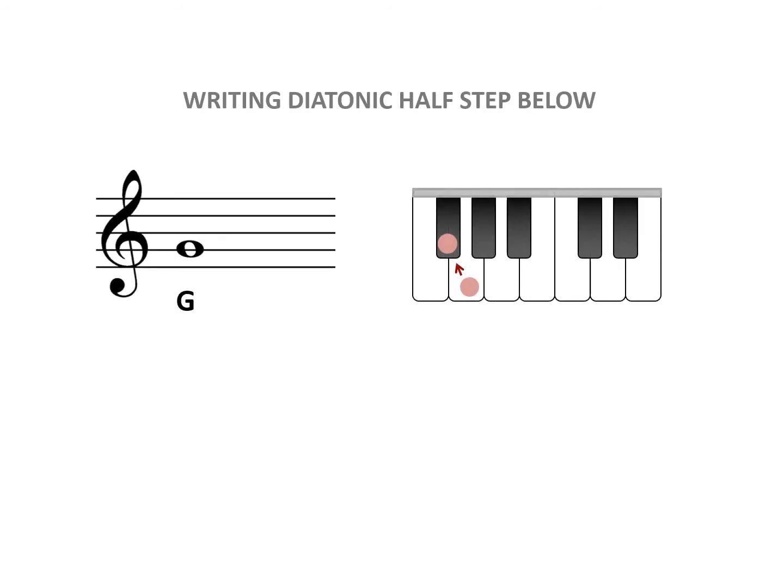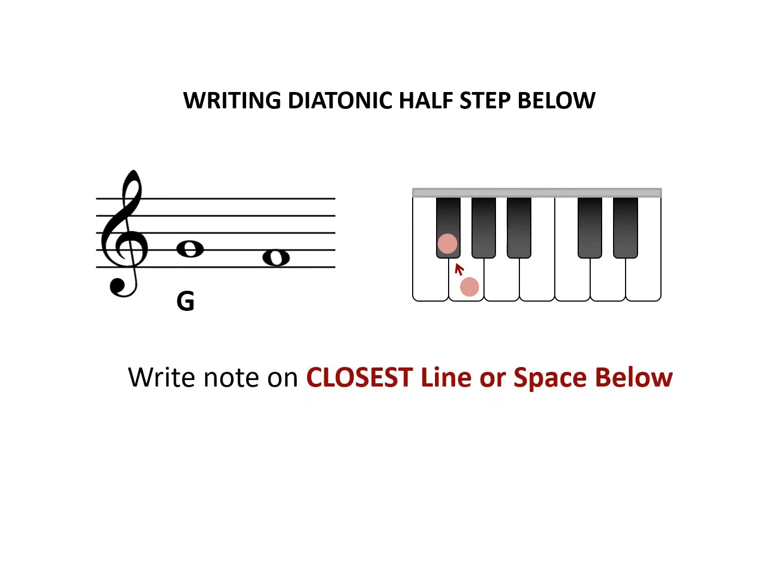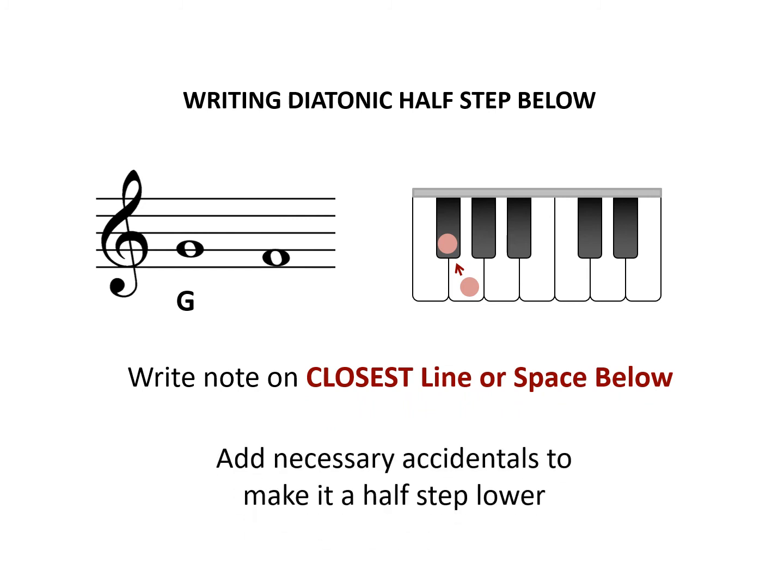And now to write a diatonic half step below a note, draw a note on the closest line or space below it. Then add any necessary accidentals to make it a half step lower than the given note. This time we'll need to add a sharp.